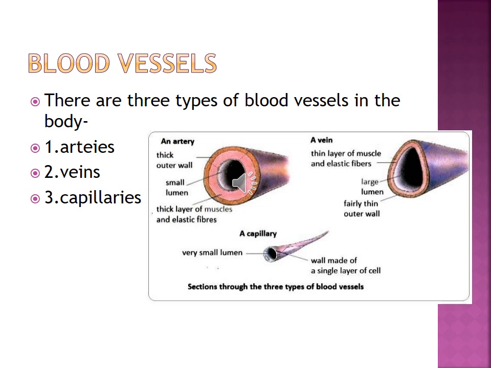You can see in the picture the thick outer wall, thick layer of muscles and elastic fibers, and small lumen. Why? Because the blood flow is rapid and at high pressure. When the pressure is high, blood flows very fast. So they have the thick wall. Lumen means the passage, the opening from where the blood flows.